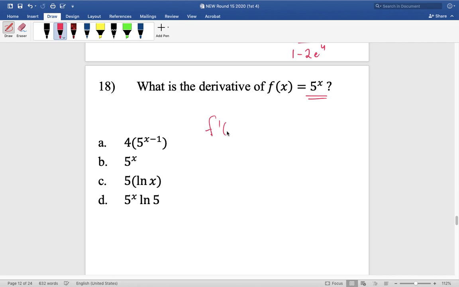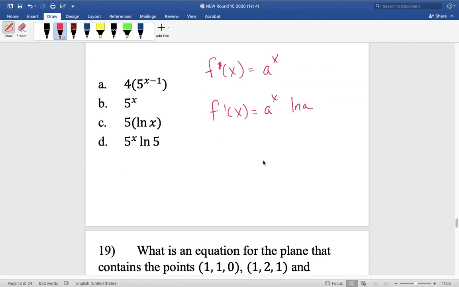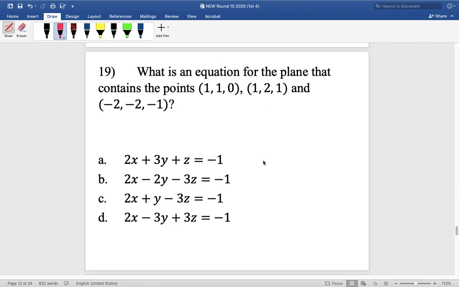18, what's the derivative of a natural or an exponential function? Well, this derivative is very simple. If we have anything to an x power, its derivative is simply the same thing times the natural log of the base. Number 19, what's the equation for the plane? There's a plan for this, which I don't think we can get done in 45 seconds, so our plan is going to be to guess and check. Unless someone comes up with a faster way, guess and check.